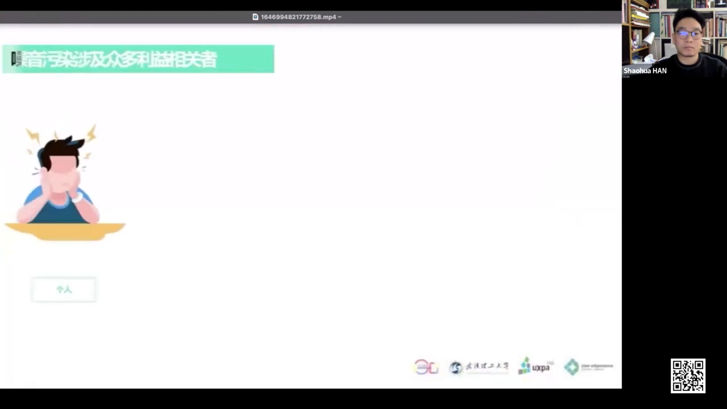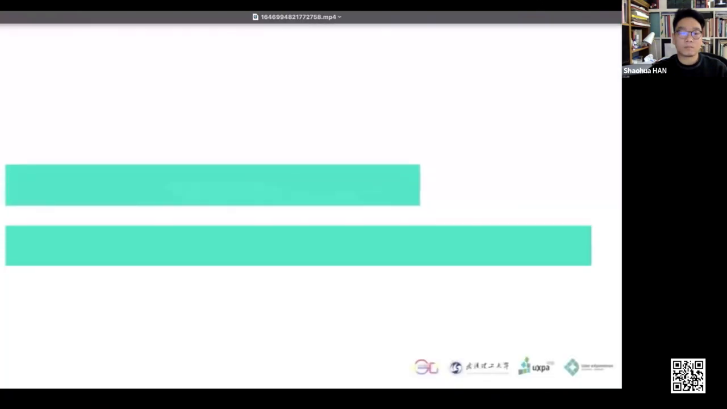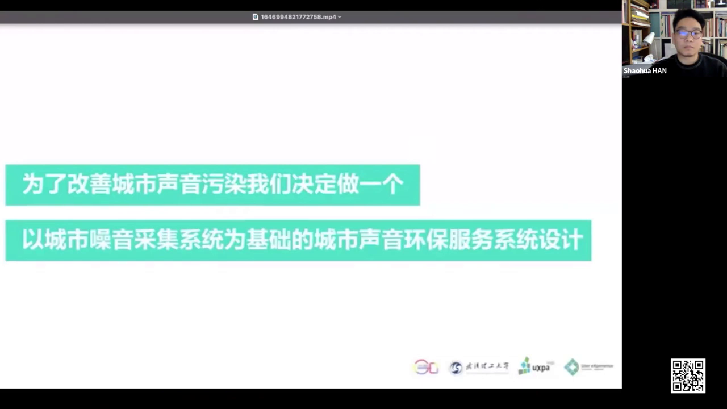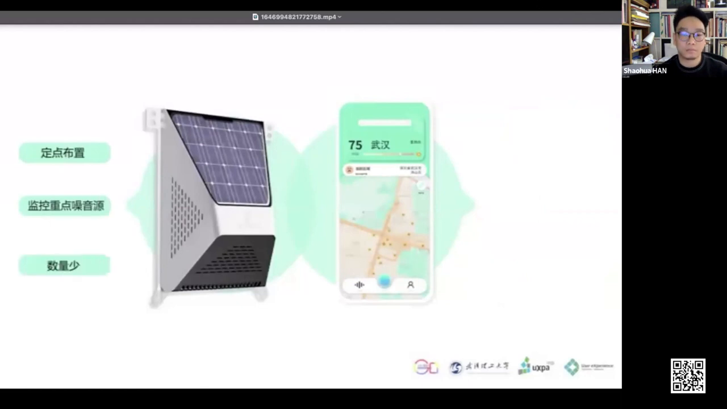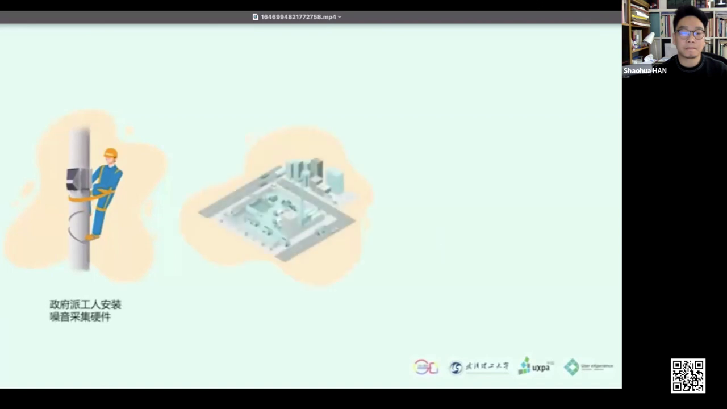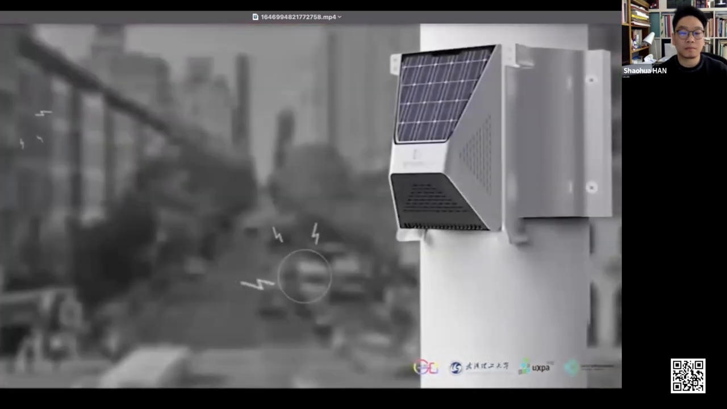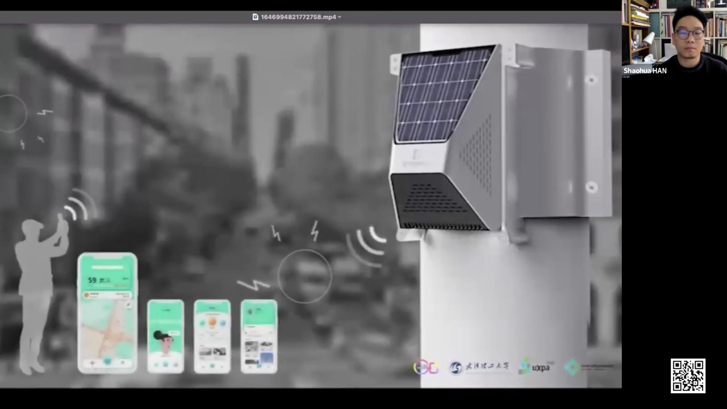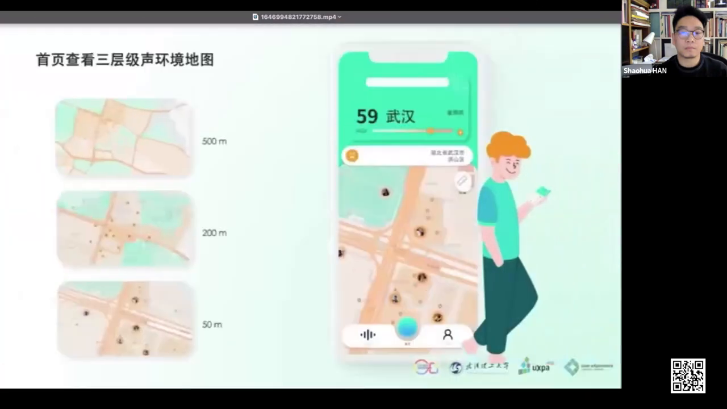Noise pollution is a complex social problem involving many stakeholders. It is difficult to solve from only one stakeholder's side. In order to improve the sound pollution in cities, we designed this urban sound environmental protection service system, which is composed of citizen-oriented noise monitoring. The hardware is installed on poles or street lights by a specialist assigned by a government department, placed in the main noise source areas of a city, and the data collected are transmitted. Different from hardware, you can collect urban noise by using the app, which is characterized by richer distributed data collection. Data is collected by hardware and software.